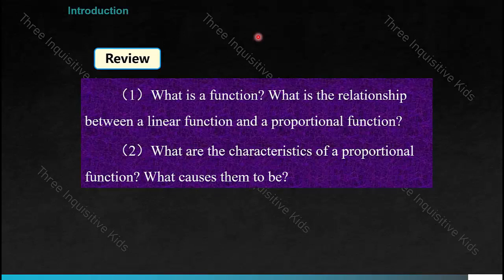In the last lesson, we learned about the characteristics of proportional functions. They all go through the origin of the coordinate plane. If k is greater than 0, the graph passes through the origin and quadrants 1 and 3. If k, which is the slope, is negative, the proportional function passes through the origin, the second quadrant, and the fourth quadrant.